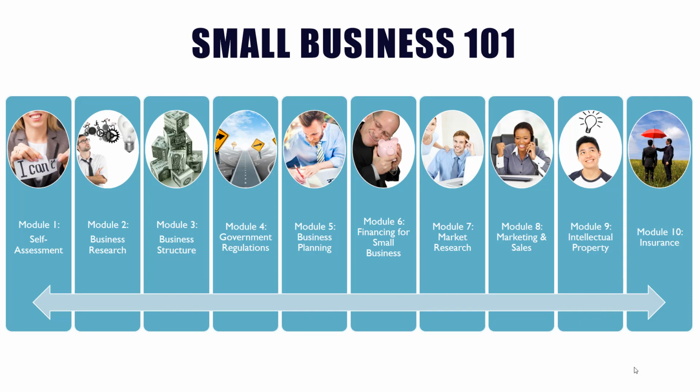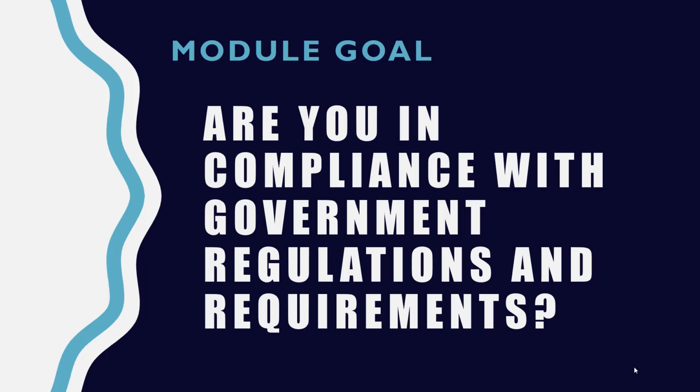The Small Business 101 series will get you started with some of the most important information you need to know as a startup entrepreneur. The goal of this module is to figure out if you are in compliance with government regulations and requirements. In the last module, we walked through the business structure that you should be using for your business. Now that we have decided on our structure, we need to understand the relevant regulations that apply.